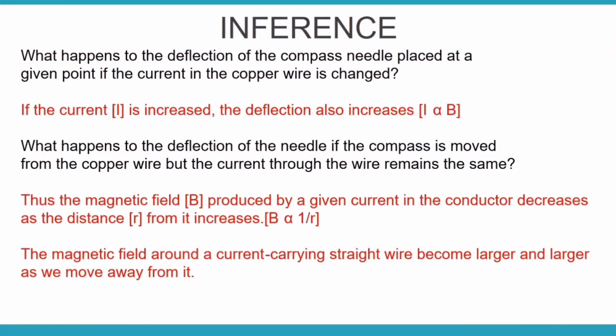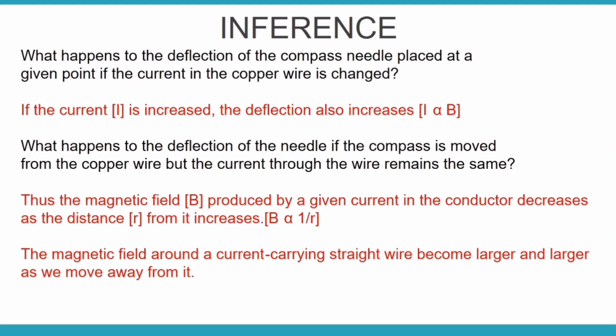So what do we observe in that? What happens to the deflection of the compass needle placed at a point if the current in the copper wire is changed? If the current is increased, the deflection also increases, which means that the current is directly proportional to the magnetic field. What happens to the deflection of the needle if the compass is moved from the copper wire but the current through the wire remains the same?